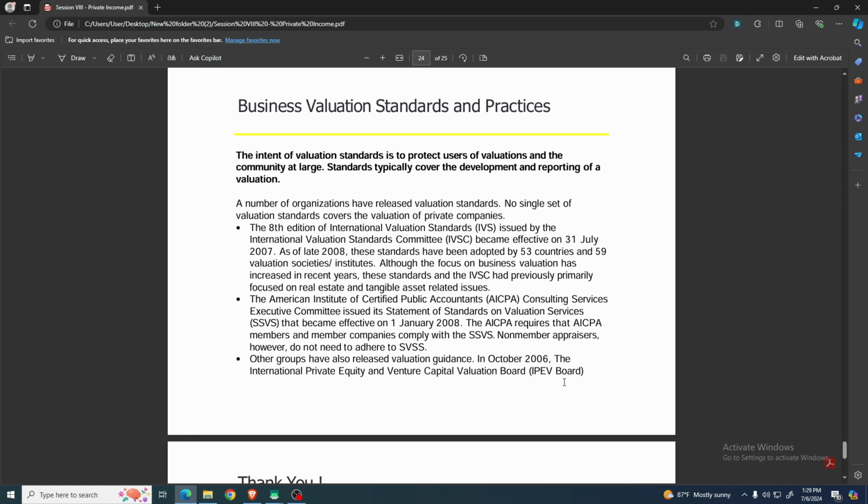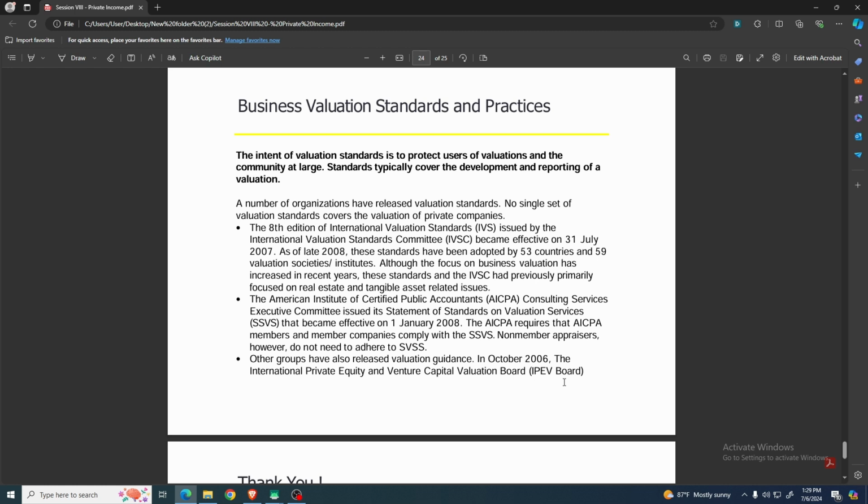So, valuation standards are essential for ensuring the accuracy, reliability, and transparency of business valuations. We have covered some of this before also. These standards protect users of valuations by providing consistent methodologies and practices. I'm going to highlight the key organizations and their respective standards that govern business valuation practices. First of all, we have the International Valuation Standards, IVS.